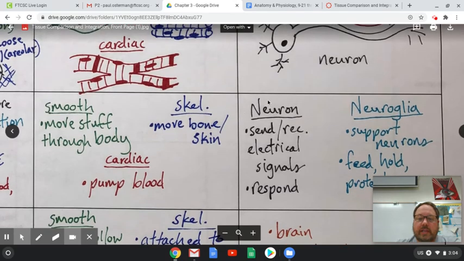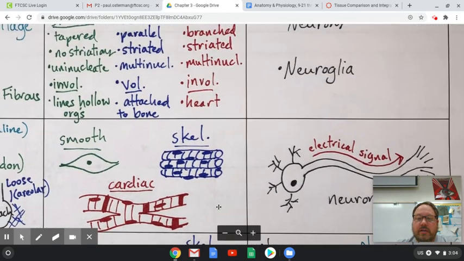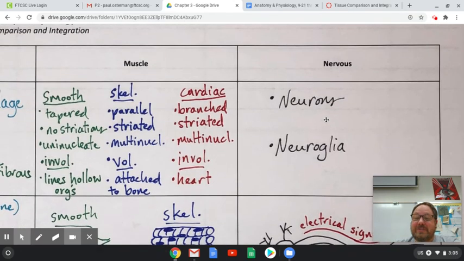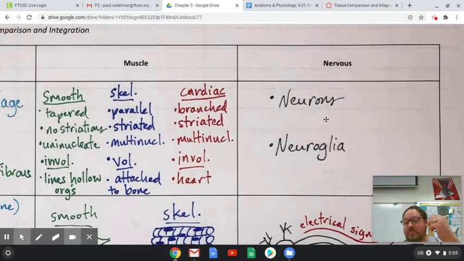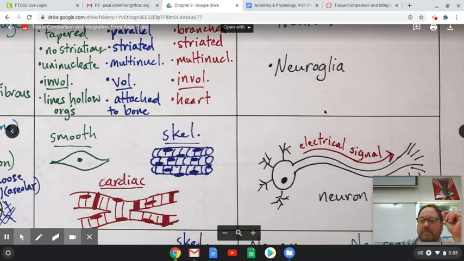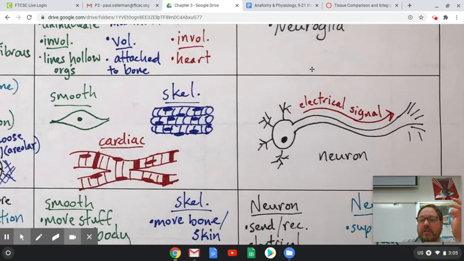All right, the last type of tissue we're going to look at here is nervous tissue. Now, nervous tissue has 2 broad categories of cells, neurons and neuroglia. The only thing I'm going to sketch is a neuron. Neurons, we'll get into this in more detail second semester, but they basically send and receive electrical signals.